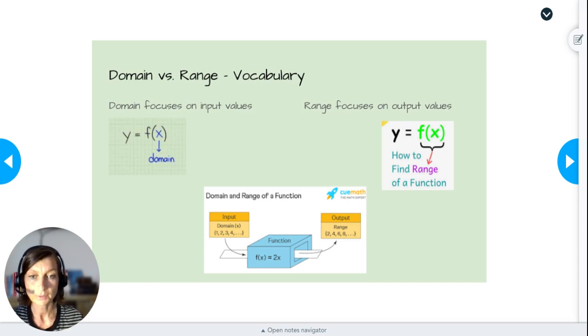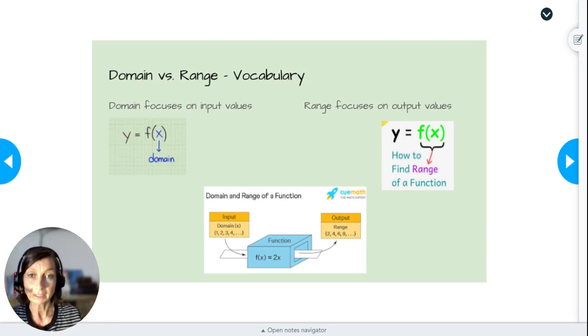So, domain versus range vocabulary. You always want to pay attention to the vocabulary because math is a language. Domain focuses on input values. Range focuses on output values. I try to keep it short for you, and I am showing you how to find the domain. f of x: x is the indicator of the input, the domain. And y technically is representative of the f of x as a unity, and that represents the range.